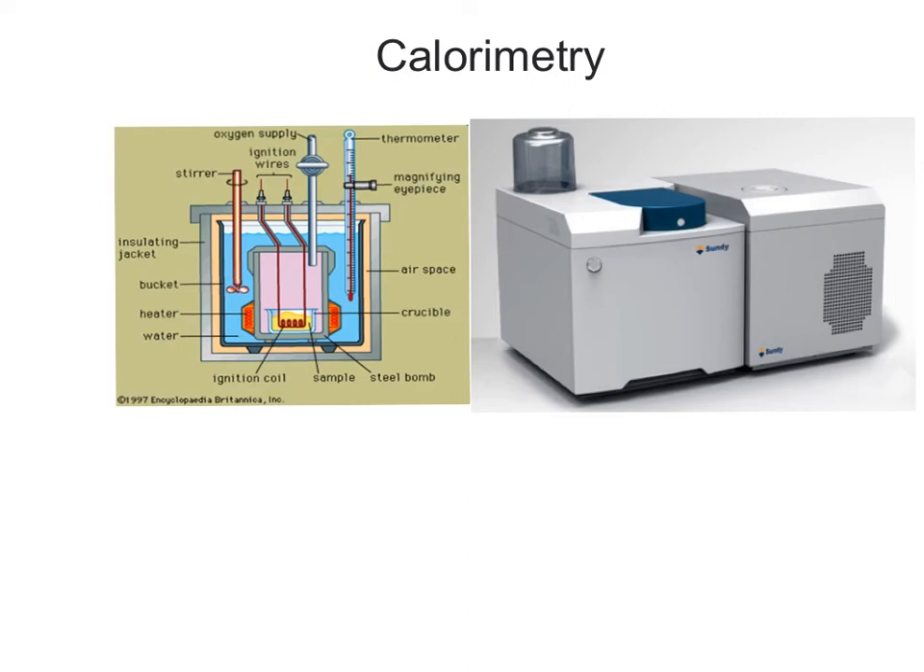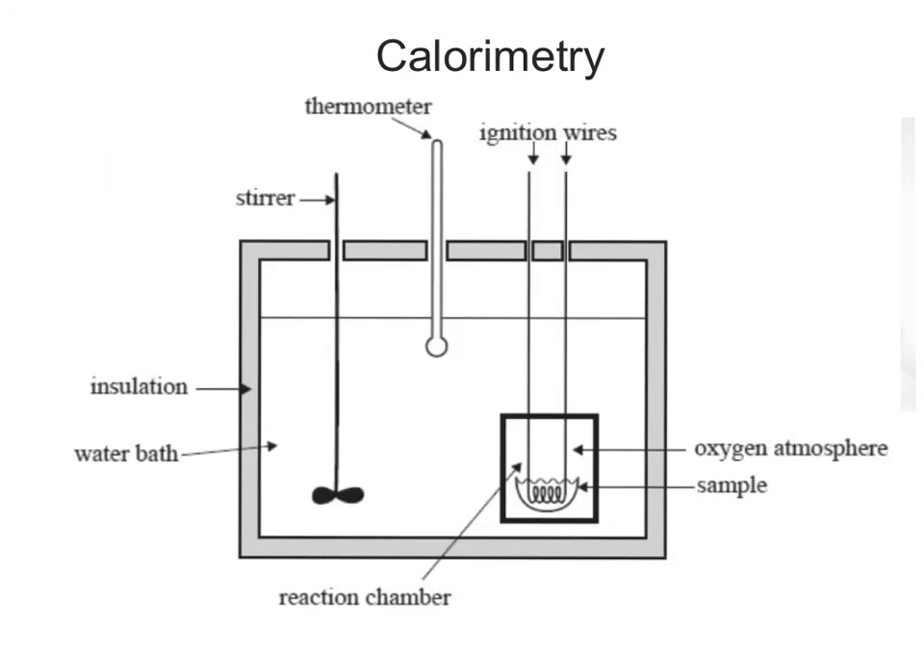Basically, they heat a sample of this in pure oxygen, with a water bath that is then heated up as the energy is given off by the burning sample. By measuring the change in temperature, they can work it out, because we know the specific heat capacity of water. So I'm just going to explain that to you using a more simplified diagram.